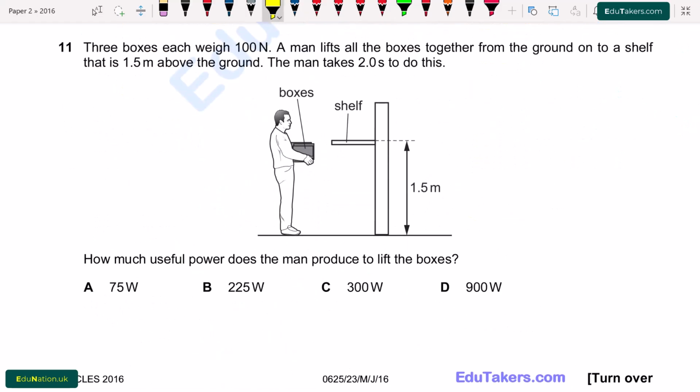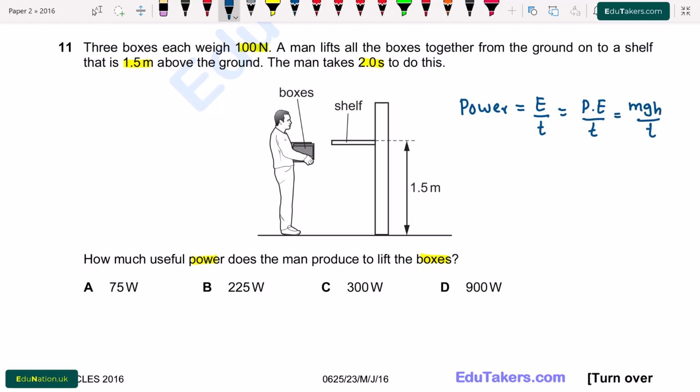Question number 11. 3 boxes each weigh 100 Newton. A man lifts all the boxes together from the ground onto a shelf that is 1.5 meter above the ground. The man takes 2.0 seconds to do this. How much useful power does the man produce to lift the boxes? So here we have to find out the useful power. I write here power is equal to rate of transfer of energy, that is E by T. Here it's the potential energy. So I write here potential energy divided by time, which is equal to mgh divided by time.